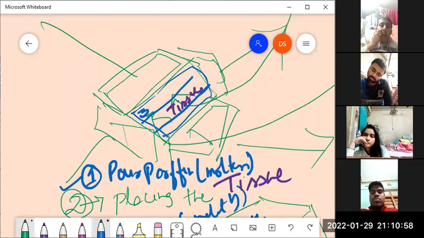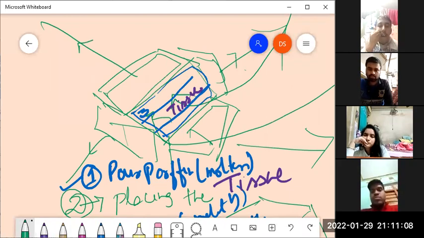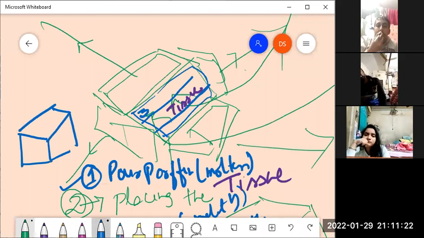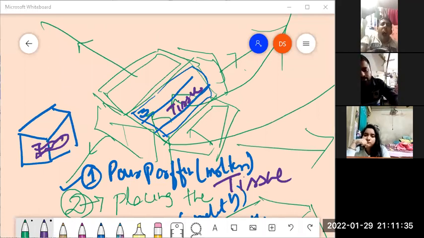Set it aside so that the paraffin now solidifies. And once solidified, remove these individual plates. And as these individual plates are removed, what we are now left with is a solid block of paraffin, inside which there is the tissue. Understood the concept? Yes, sir.